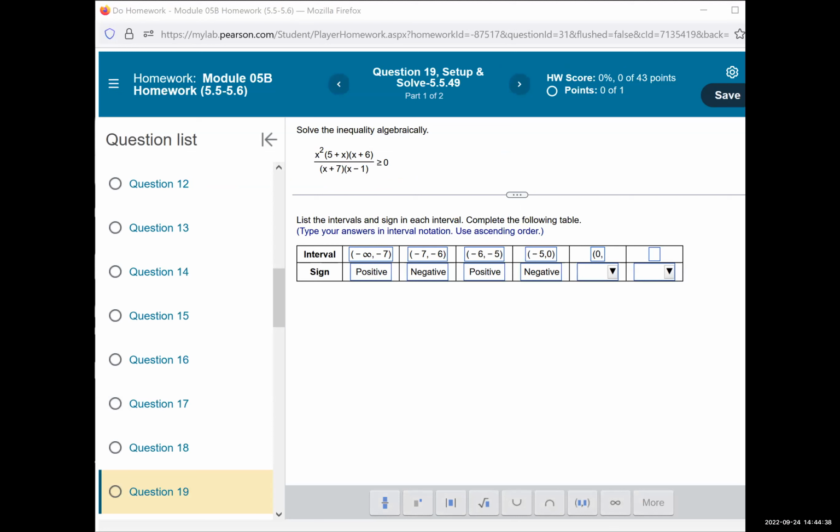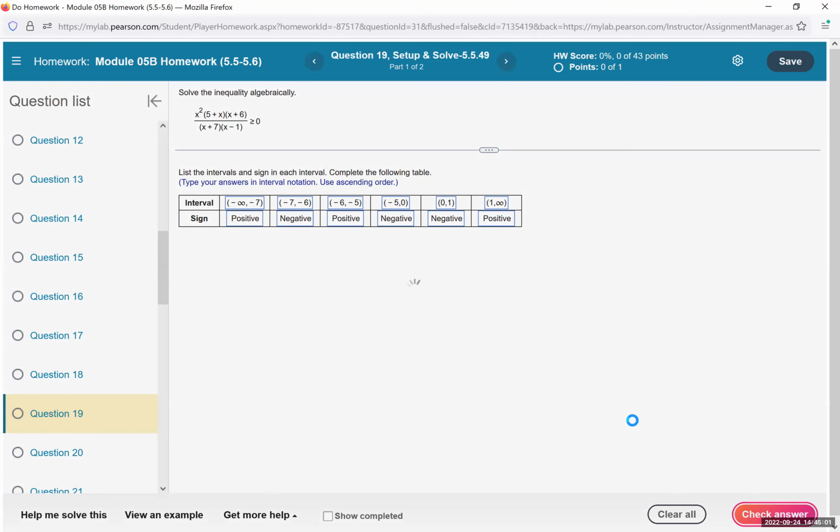We went from 0 to 1 and it stayed negative. And the last interval is going to be from 1 to infinity. So we got to use the infinity sign down there. And that was positive. All right, there it is. There we go. Let's check it, see how we did.